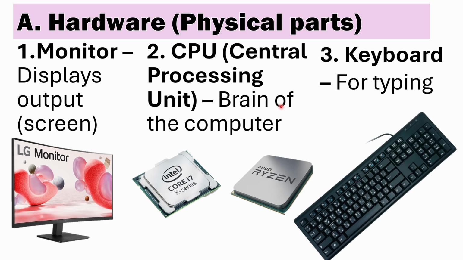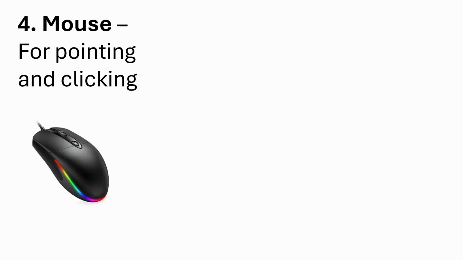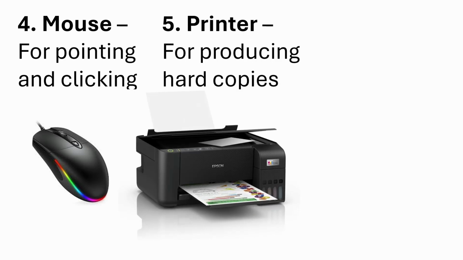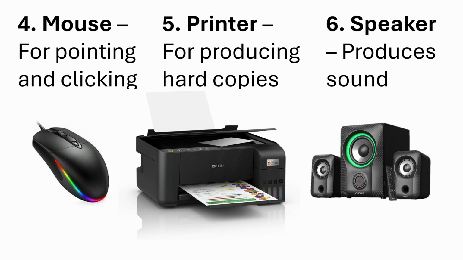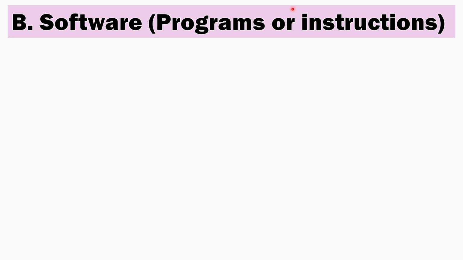And number three is keyboard. It is for typing. Next, we have mouse. Mouse is for pointing and clicking. The mouse helps you move the cursor and click. Next one is printer. It is for producing hard copies. And the last one is speaker. Produces sound.